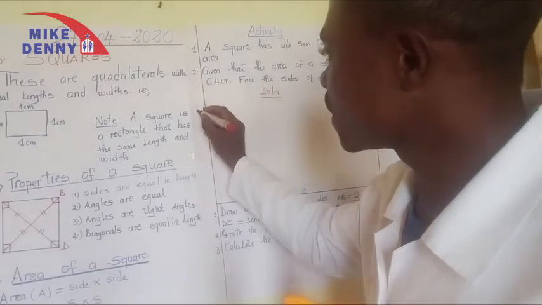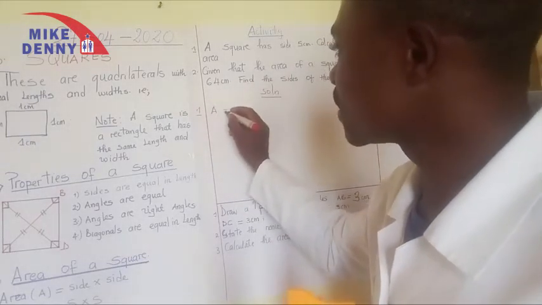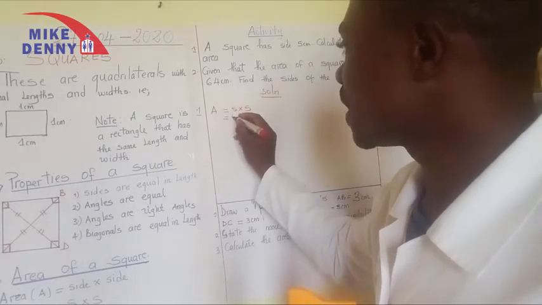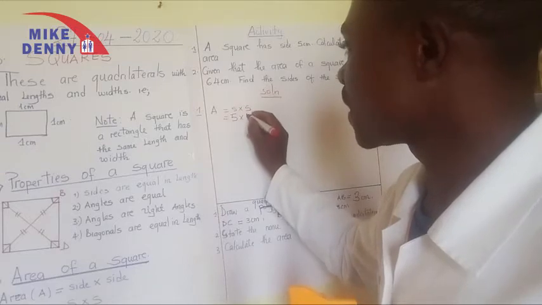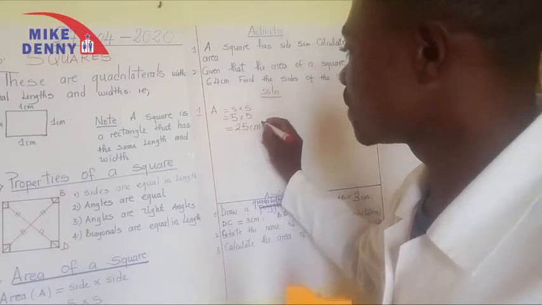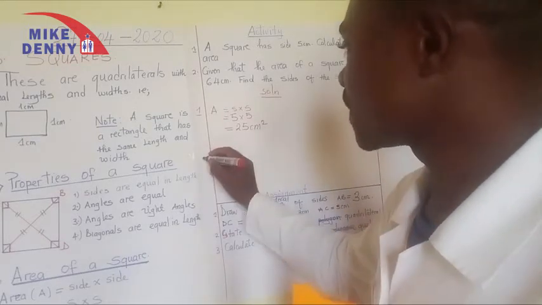We take the first one. A square has side 5 centimeters. We know the area is side times side. And if the side is 5 centimeters, then the area will be 5 times 5, which is 25 centimeters squared. That is all for the first exercise, and we'll go to the second activity.